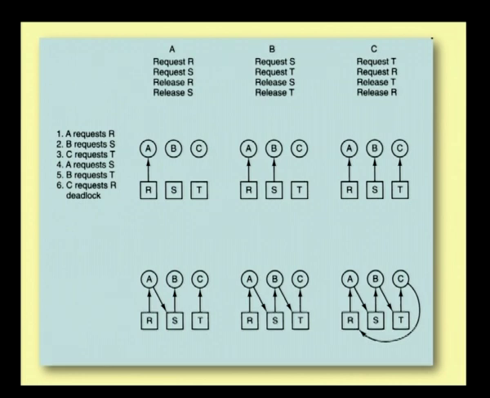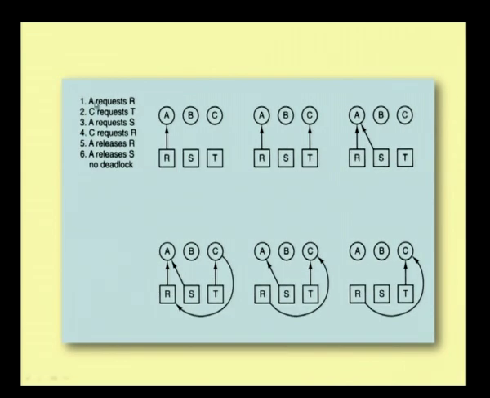So let us consider the next slide. In this slide, A requests resource R, and C requests the resource T, and A as well requests the resource S. C requests the resource R. A releases R. So this resource was being used by A, and now this particular resource is being released by A. So A has released this resource, that you can see in point number 5.